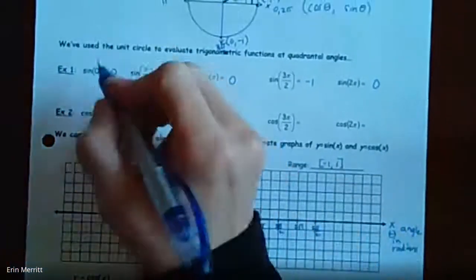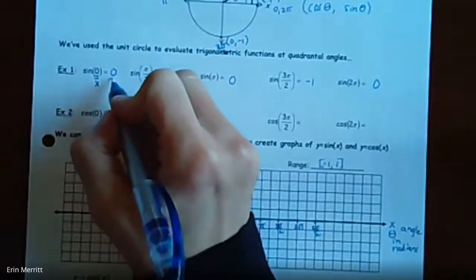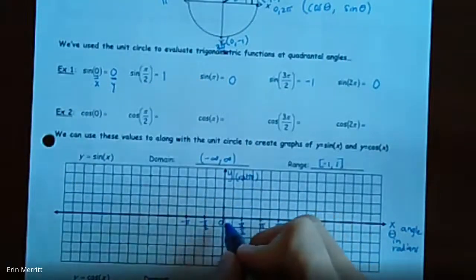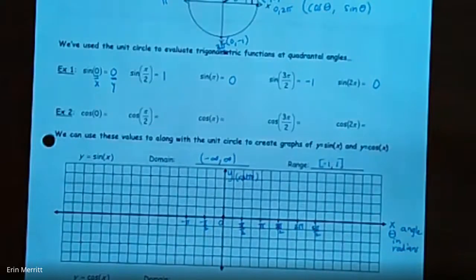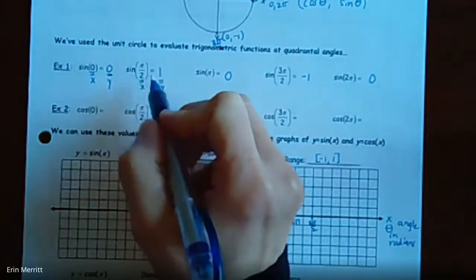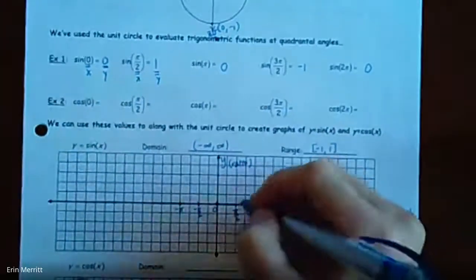So up here, this is the x, that's the y. So we're going to plot that as our first point: 0, 0. So on your graph, I got 0, 0. Then the next point, here's your x, there's your y. So go to pi over 2 and go up to 1.